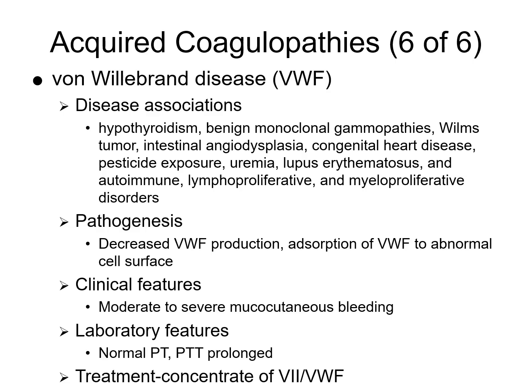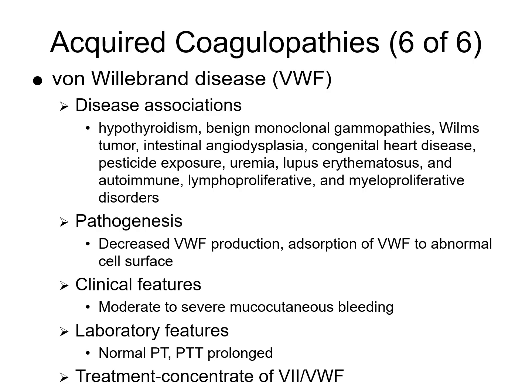While von Willebrand's disease is often congenital, it can also occur in association with other non-genetic conditions, leading to acquired forms of the disease. These include hypothyroidism, benign monoclonal gammopathies, Wilms tumor, intestinal angiodysplasia, congenital heart disease, pesticide exposure, chronic renal failure, lupus, other autoimmune disorders, and also lymphoproliferative and myeloproliferative disorders.